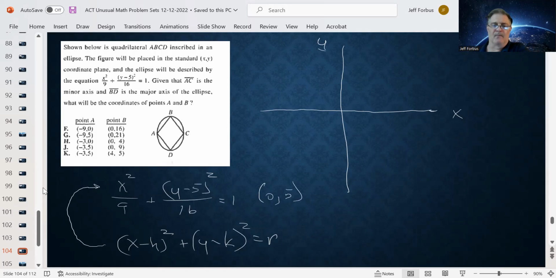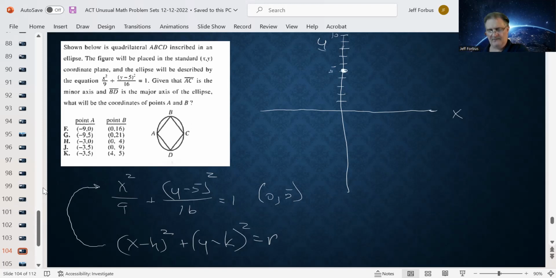Let me put some marks on these number lines. 1, 2, 3, 4, 5, 6, 7, 8, 9, 10. We'll make that 10 there. 1, 2, 3, 4, 5. There's our 5. So right here, 0, 5 is going to be the center.